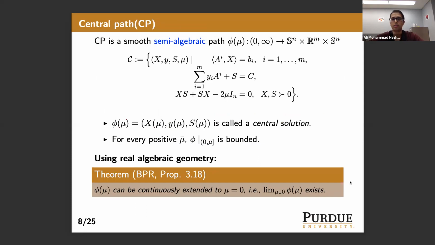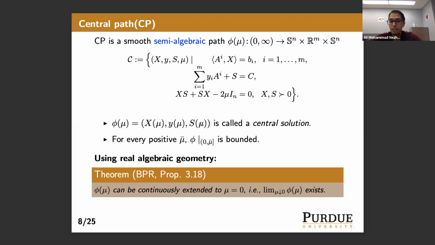All right, so let's talk about the central path in terms of real algebraic geometry. We already know that the central path is a smooth path, but it's also semi-algebraic because we can describe it in terms of this equation. So it's called a semi-algebraic path. What is already known is that every central solution is non-singular. If you take the Jacobian of the equation here, it's going to be non-singular for every positive mu, and each such solution is called a central solution.